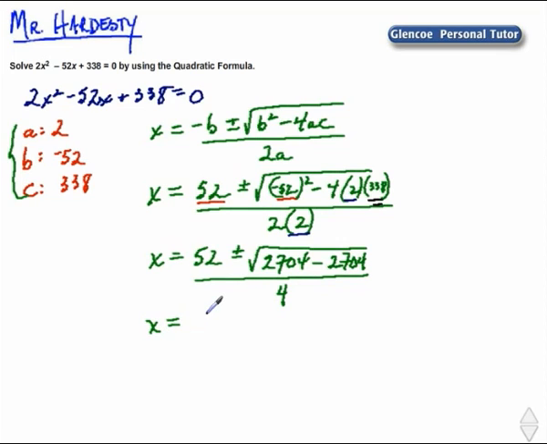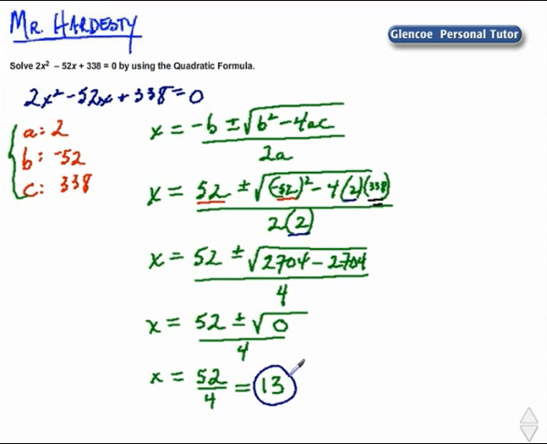In our next move, we can see that when we simplify, our difference under the radical is 0. And in our next step, we know that the square root of 0 is 0. And suddenly, we're left with 52 over 4, which simplifies to 13. Our solutions to this quadratic are really just one. This parabola, if we were to graph it, will touch the x-axis at one place, and that is positive 13.